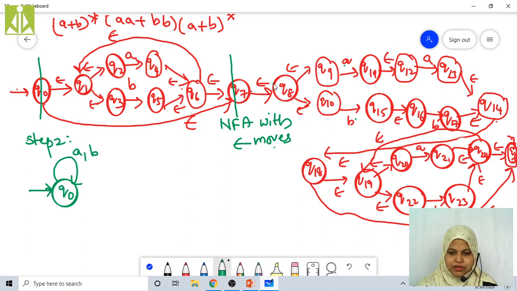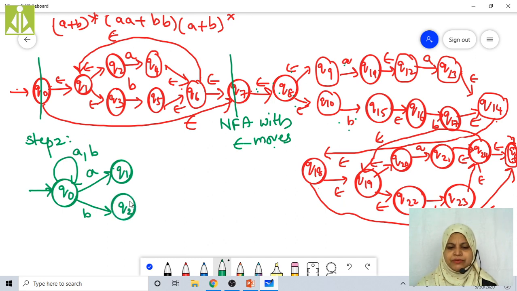Now, epsilon A is there. So shall I write this one A, right? Now see here, A, epsilon B. So epsilon B, right? By seeing the transition diagram, we can draw the NFA without epsilon moves.